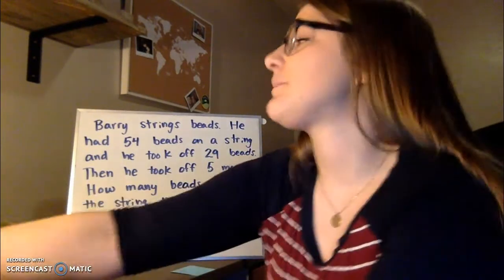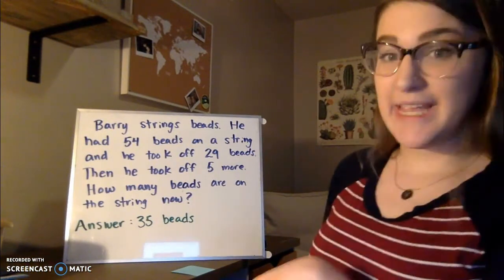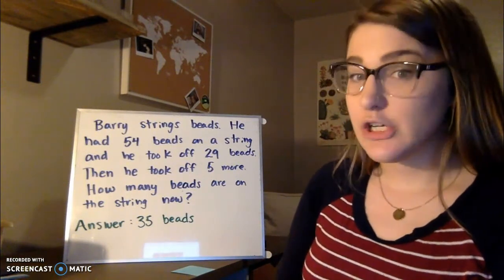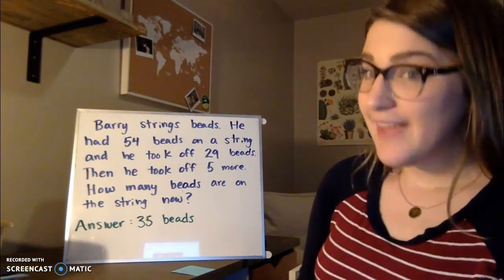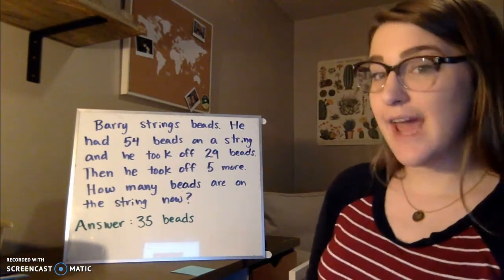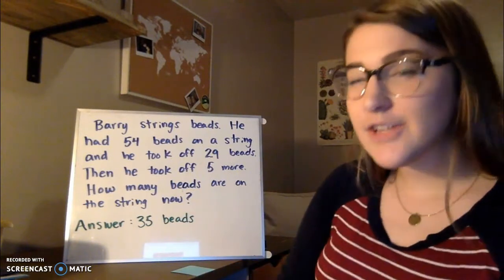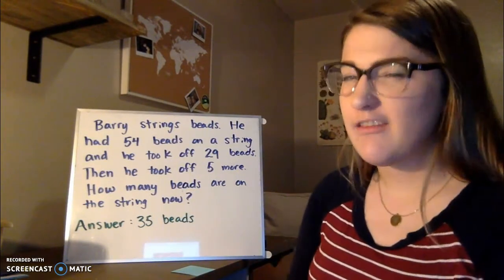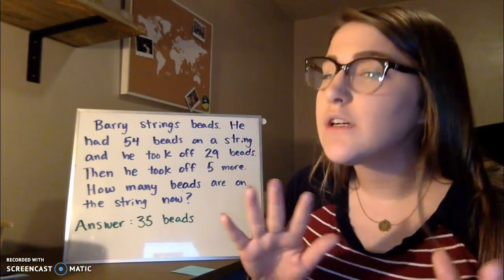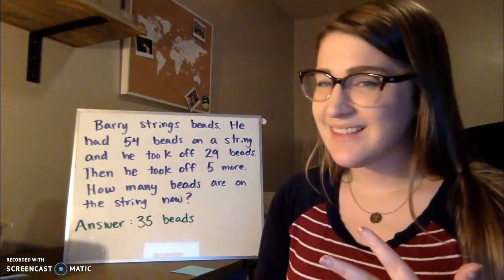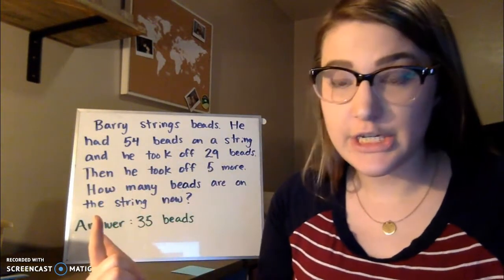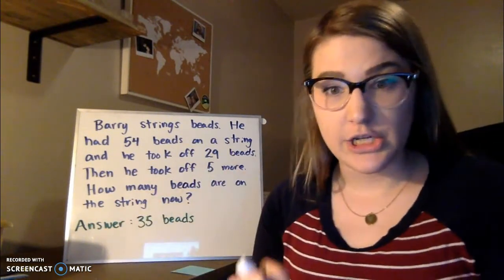So here's the problem. Barry strings beads. He had 54 beads on a string, and he took off 29 beads. Then he took off 5 more. How many beads are on the string now? So the answer here says 35 beads. Now we want to know if that's close to the right answer, if it's reasonable, if it makes sense or not. So we're going to do that with either some mental math strategies or with some rounding strategies.